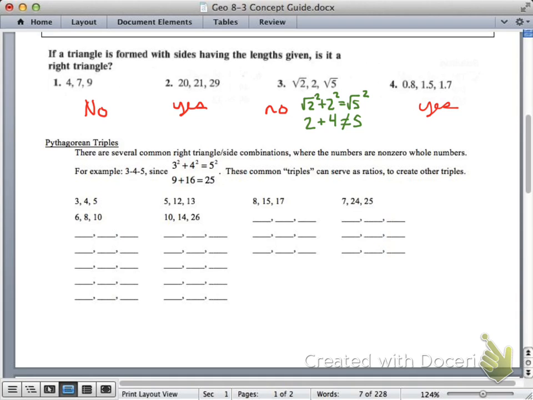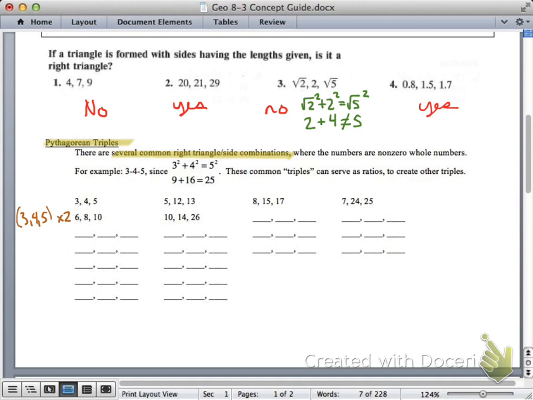Anyway, now there are several very common combinations, and we call these Pythagorean triples. These are ones that you're going to want to be on the lookout for. You will learn these and see them again. The first one here is a 3, 4, 5. We call it a 3, 4, 5 right triangle because 3 squared plus 4 squared equals 5 squared. So it becomes a common triple. Anytime you have 3, 4, and 5, you know it's a right triangle.